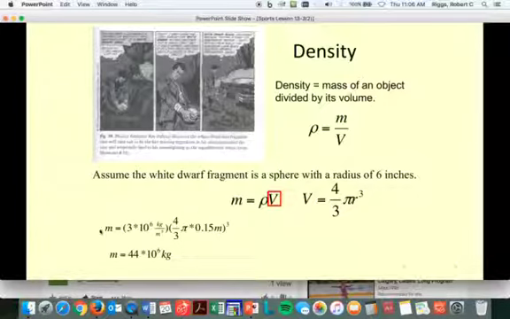The density of a white dwarf star is 3 million kilograms per cubic meter. 3 million. So we look at the density, we look at the mass of that thing, that's 44 million kilograms. I don't think you'd be picking that up.